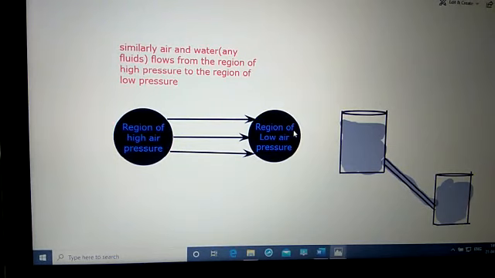So again in this diagram, the tank is kept at the higher level. Here it is at the lower level. Again water is flowing from the higher level to the lower level. Pressure is greater here, pressure is less here. So water is flowing continuously from the high pressure region to the low pressure region. Similarly air, we have studied in class 7th also. Air moves from a high pressure region to a low pressure region always.